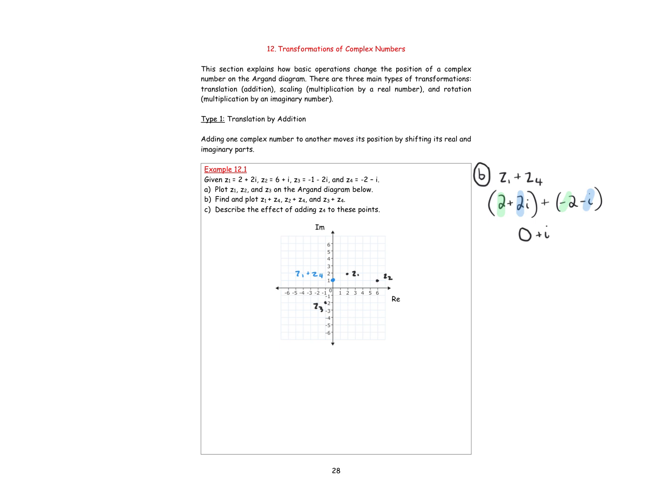Similarly, if we're looking at z2 plus z4, z2 is 6 plus i, and z4 is minus 2 minus i. We have 6 minus 2, which is 4. And we have i minus i, which is 0i. If we were to plot that on the Argand diagram, it would be here.